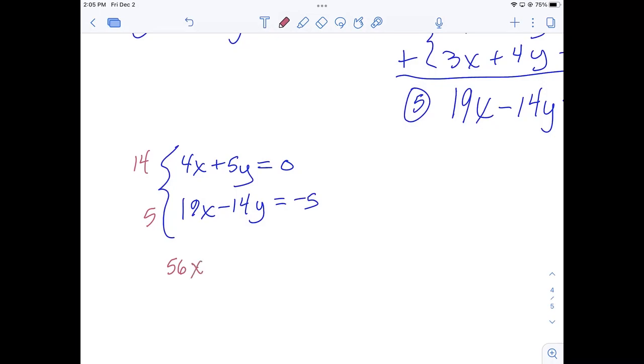So you get 56x plus 5 times 14, 70y. 14 times 0 is 0. And then in the bottom, we get 5 times 19, which is 95, I believe. Minus 5 times 14, 70, right? And then we get 5 times negative 5, which is negative 25.